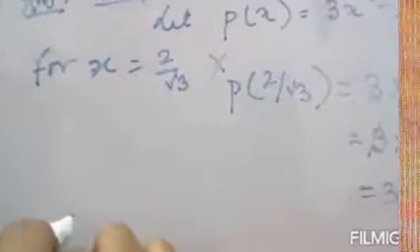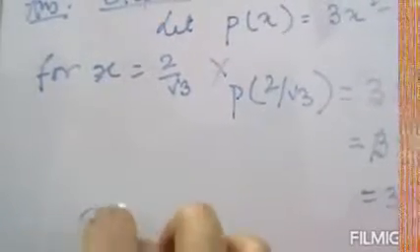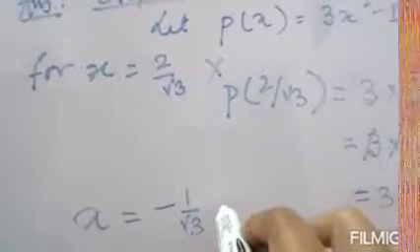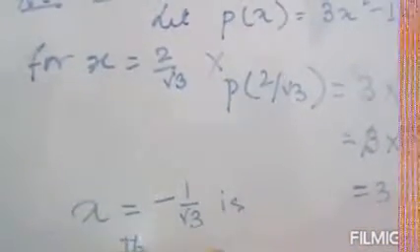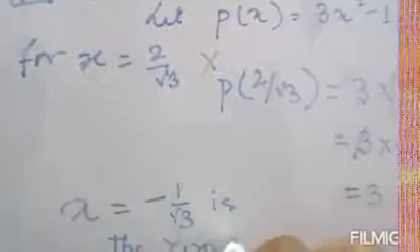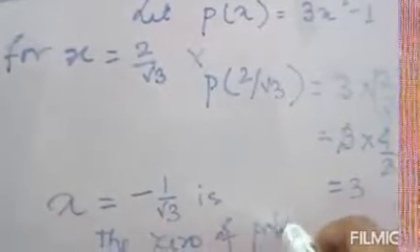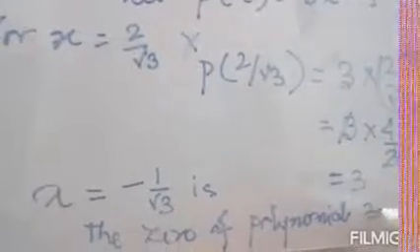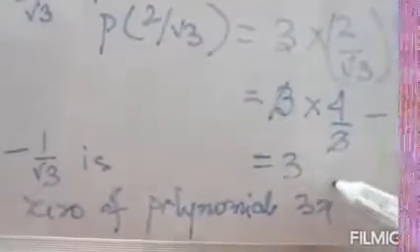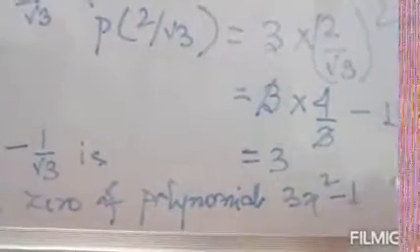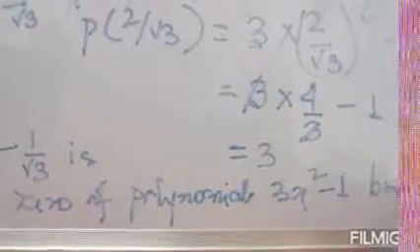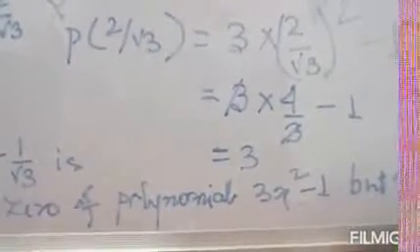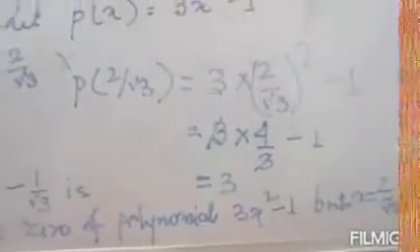So you will write x is equal to minus 1 by root 3 is the zero of the polynomial 3x square minus 1, but x is equal to 2 by root 3 is not. Understood?